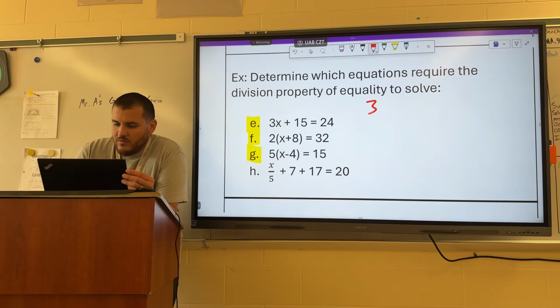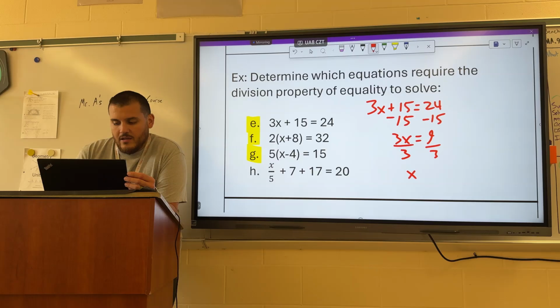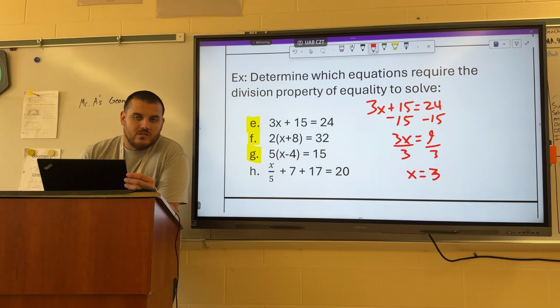So we look at equation E, we get 3x plus 15 equals 24. To get 3x alone, I'm going to have to use the subtraction property, subtract both sides by 15. I'll get 3x equals 9. From here, to get x by itself, I would have to divide both sides of the equal sign by 3 to get x equals 3.